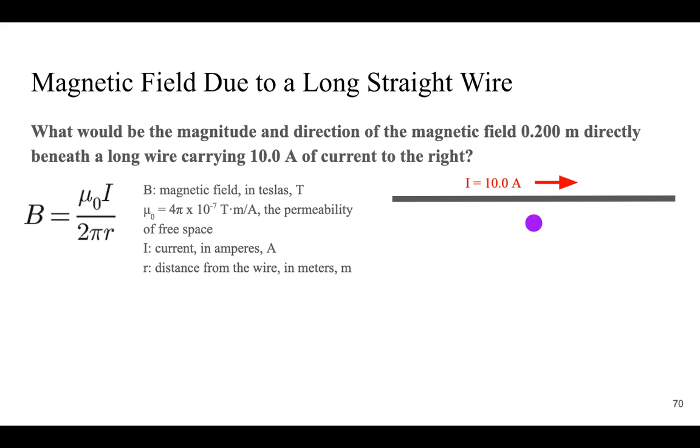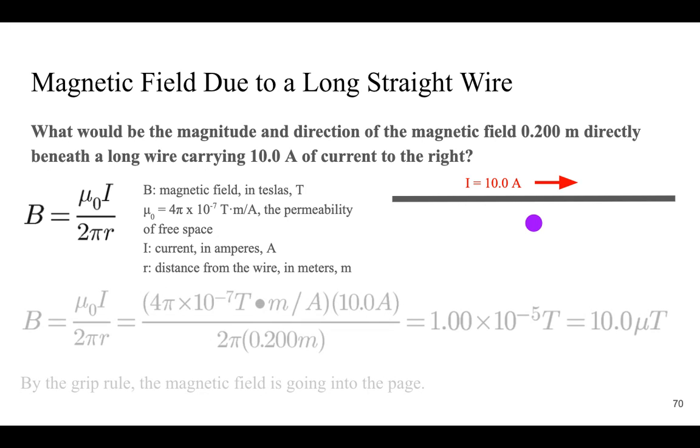So what would be the magnitude and the direction of the magnetic field 0.200 meters directly beneath a long wire carrying 10 amps of current to the right? So first figure out the direction, because that's just the grip rule. Point the thumb of your right hand to the right, and look at the way your fingers are curling. Your fingers are curling towards you, down in front, and when you get beneath the wire, they're curling away from you. So this would be going out of the page.